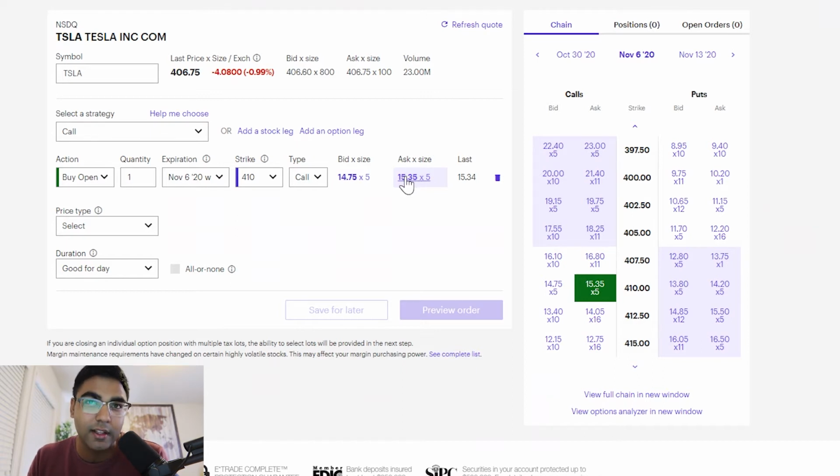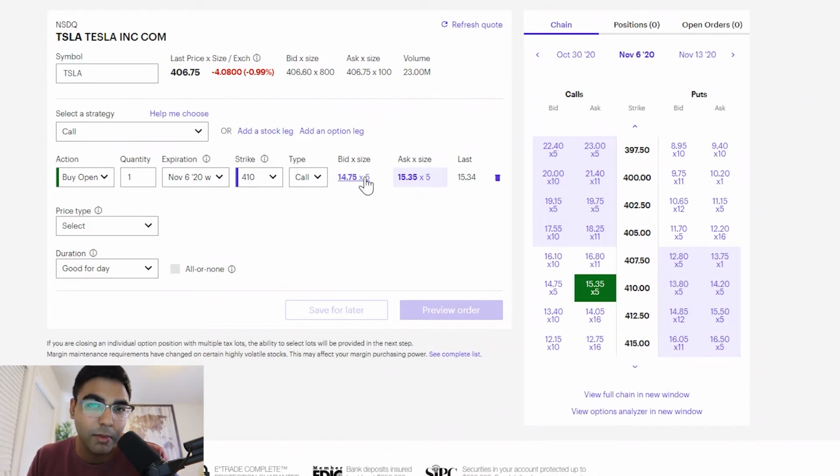So someone out there is willing to spend $14.75 to actually get into this contract agreement. And on the other side, someone has those Tesla shares that he or she is willing to actually sell at this price of $410. And so they're asking for $15.35 per share, aka the total contract price would be $1,535. They're asking for the right for someone to get their Tesla shares at $410.